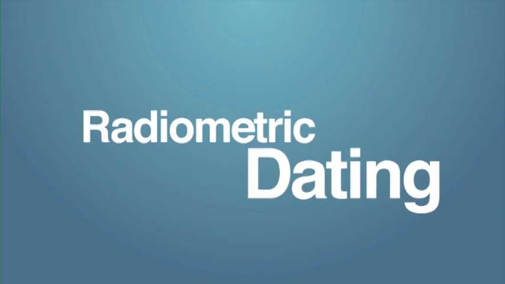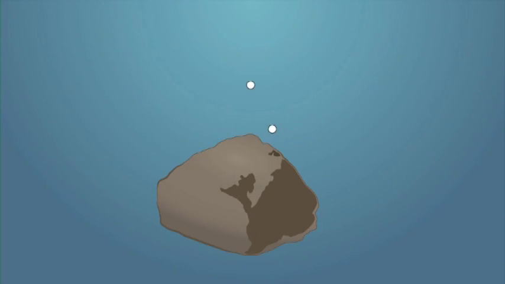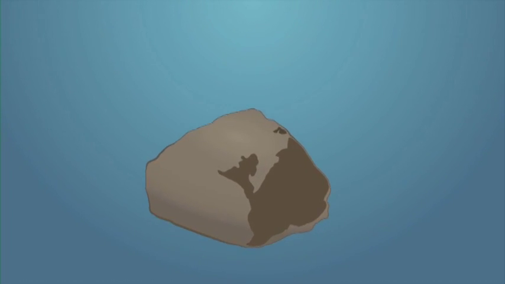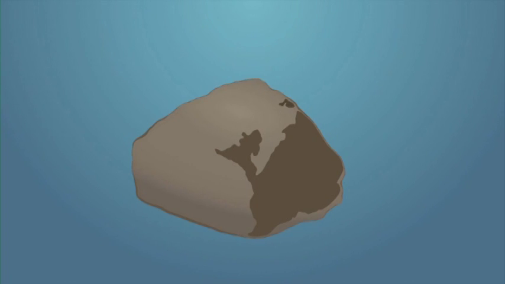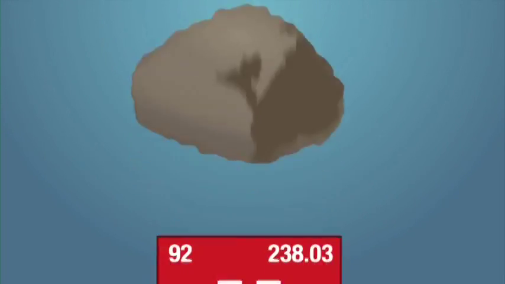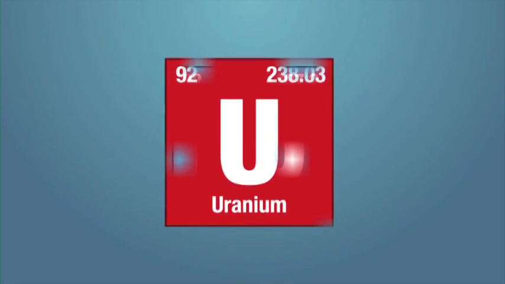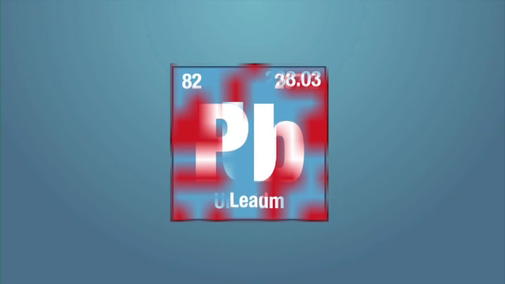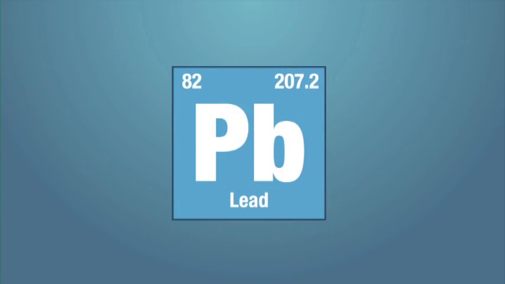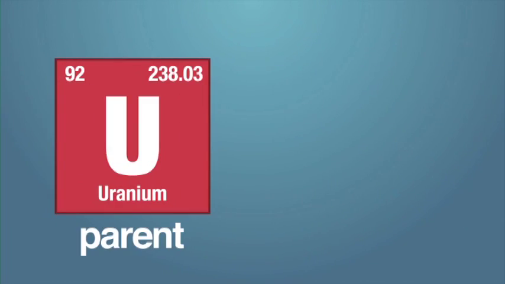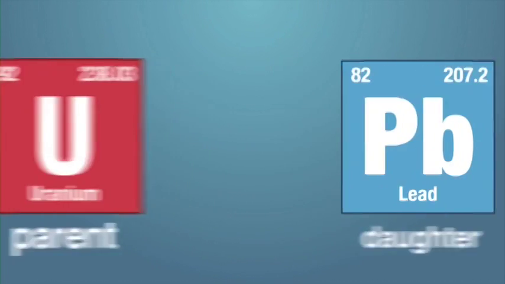Radiometric dating is the process of estimating the ages of rocks based on the decay of radioactive elements in them. Basically, there are certain kinds of atoms in nature that are unstable and spontaneously decay into other kinds of atoms. For instance, uranium will radioactively decay through a series of steps until it becomes the stable element called lead. The original element is called the parent element, and the end result is called the daughter element.